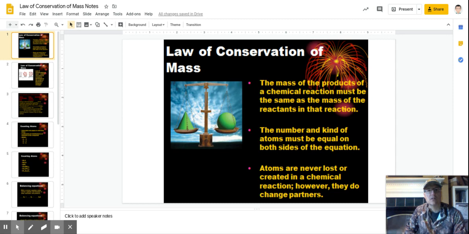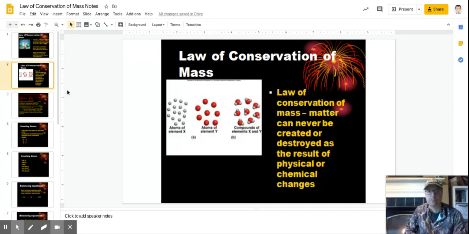The law of conservation of mass goes on to say that atoms are never created in a chemical reaction. However, they do change partners. And so, the law of conservation of mass states that matter can never be created or destroyed as the result of physical and chemical changes.